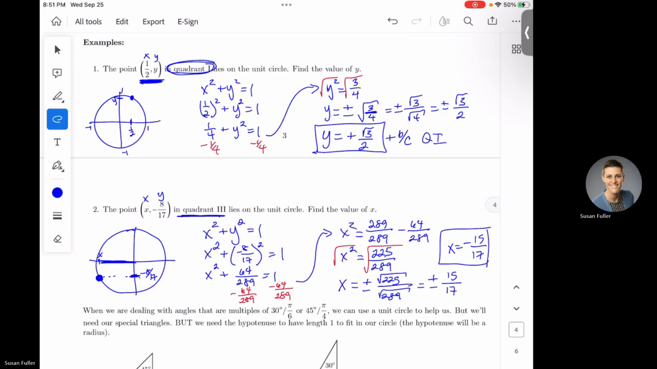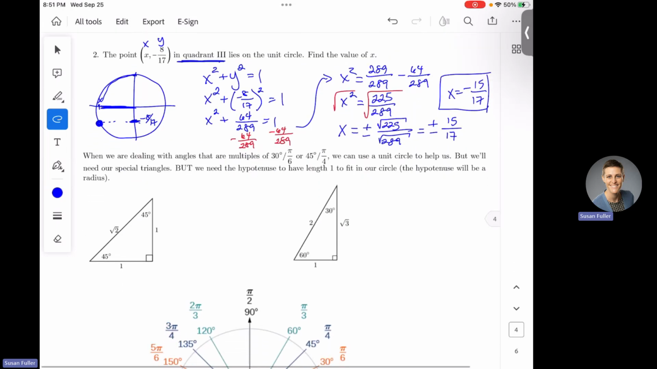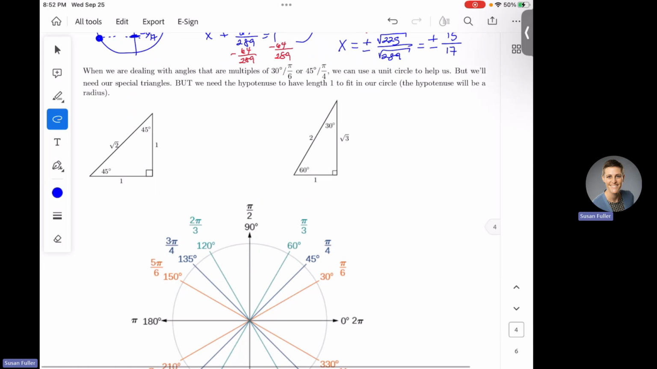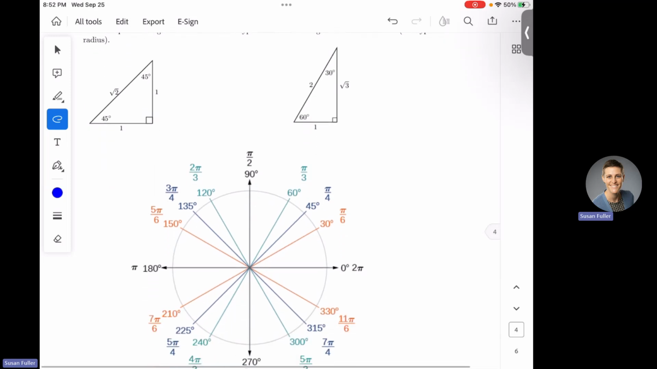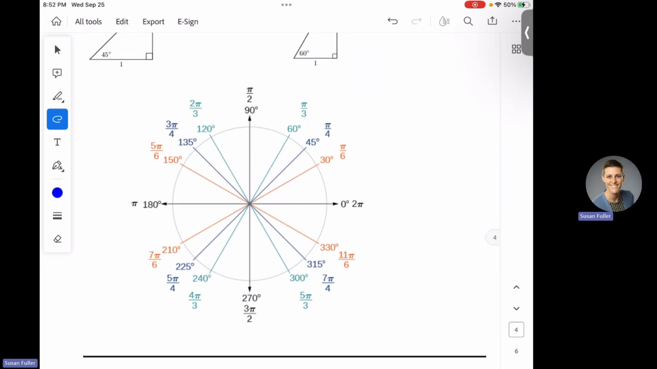Okay, cool. So that's what the unit circle is, right? It's a circle centered at the origin with a radius of 1. And we are going to use it in an interesting way to help us find trig functions of very special angles. And our special angles are all going to be multiples of 30-degree angles, 60-degree angles, or 45-degree angles. So that's where these nice special triangles are going to come into play. And the way that we're going to do this is we're going to use these triangles and our unit circle to help us. And so on this unit circle, I've got all of our special angles.